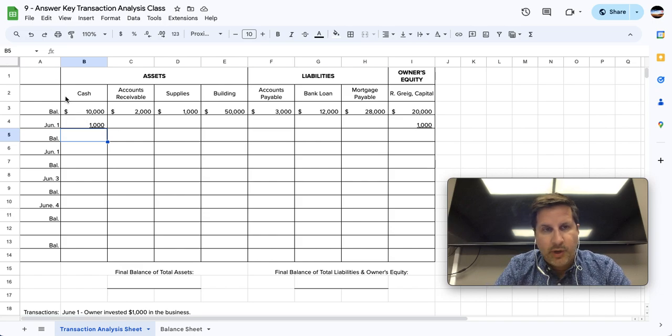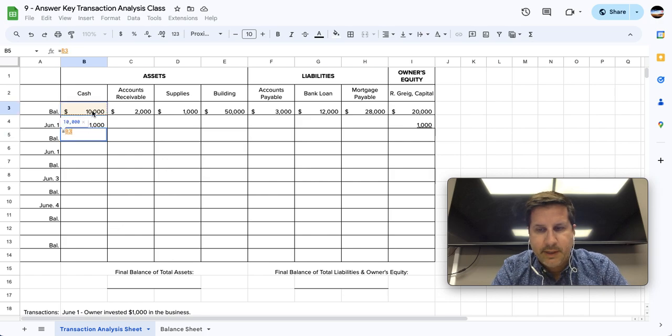After I've done that, I want to carry my balances down. And a little bit of spreadsheet math for you. It's very simple to do. If you go with the equal sign, click on your original balance, and then click plus, and click on the below balance. My update is $11,000. The reason I want to do that formula is, let's say I made a mistake and that should have been $2,000. You'll see my 12,000 automatically updated.